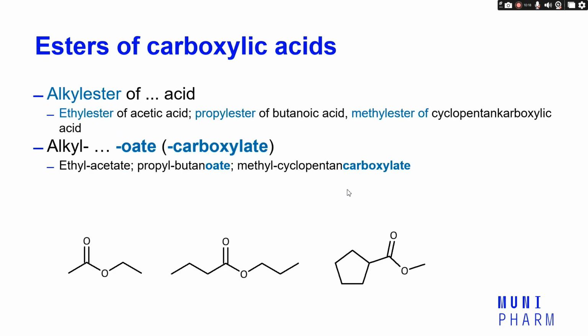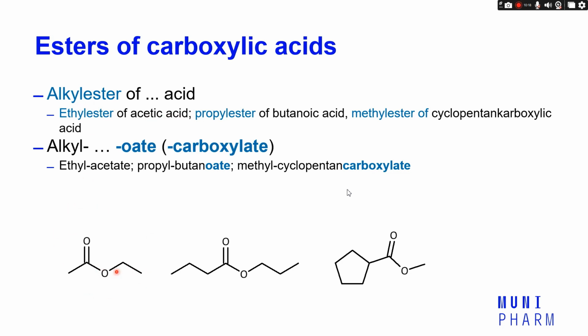Now we will continue with esters of carboxylic acid. This is the functional group. It is obvious that it is a derivative of some carboxylic acid. In this case, two methods for their naming are acceptable. The first is that we can name it as alkyl ester of some acid. For example, this compound, the acidic part, is a derivative of acetic acid. It means that we can call it ethyl ester of acetic acid.